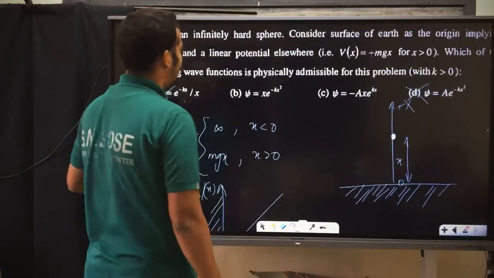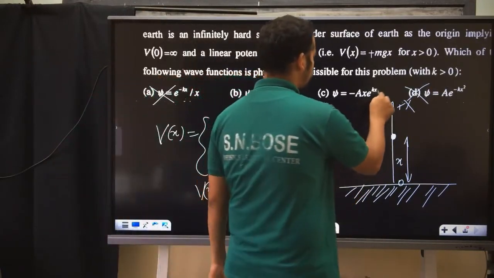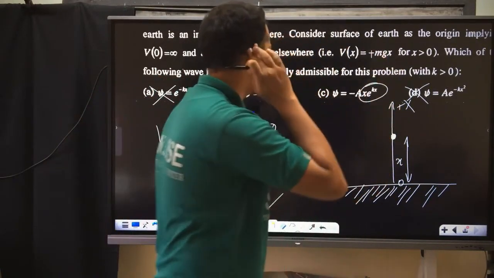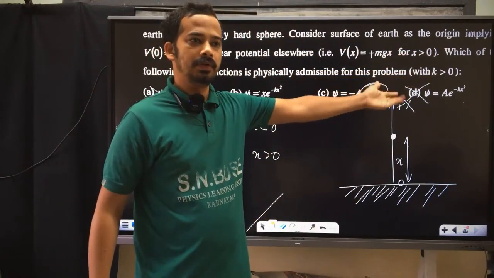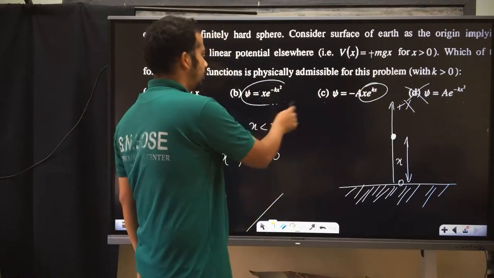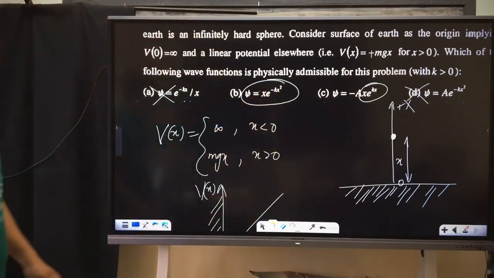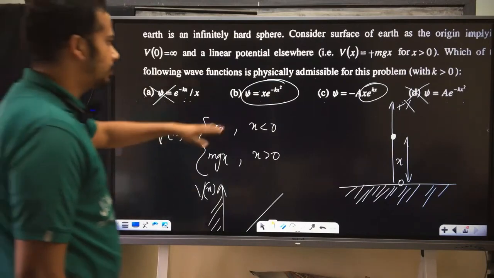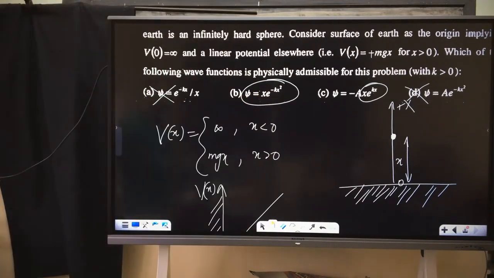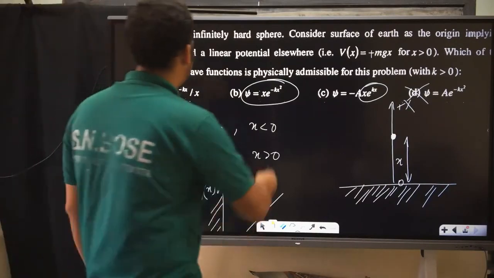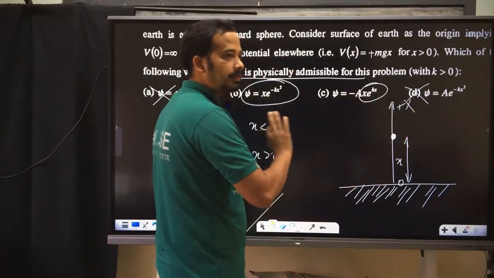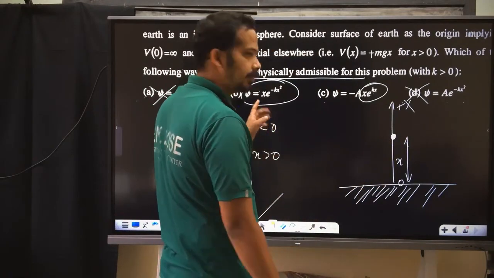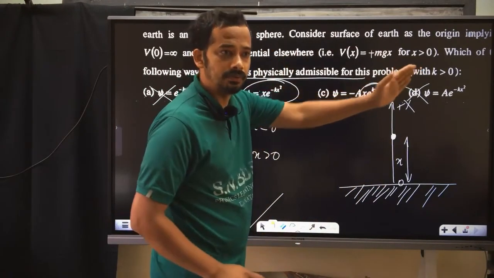Look at this one, x e power kx. I think he gave k greater than 0. As x tends to infinity, x e power kx is blowing up. It's not normalizable. But this one is normalizable from 0 to infinity; that integral exists. At x equal to 0, this is 0. Perfect. But which of the following wave functions is physically admissible? Non-normalizable wave functions are not physically realizable. That's why it should be normalizable in the region 0 to infinity.